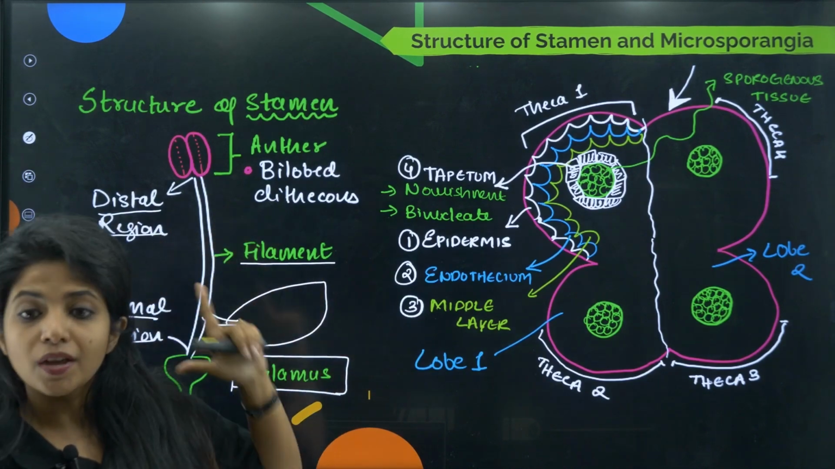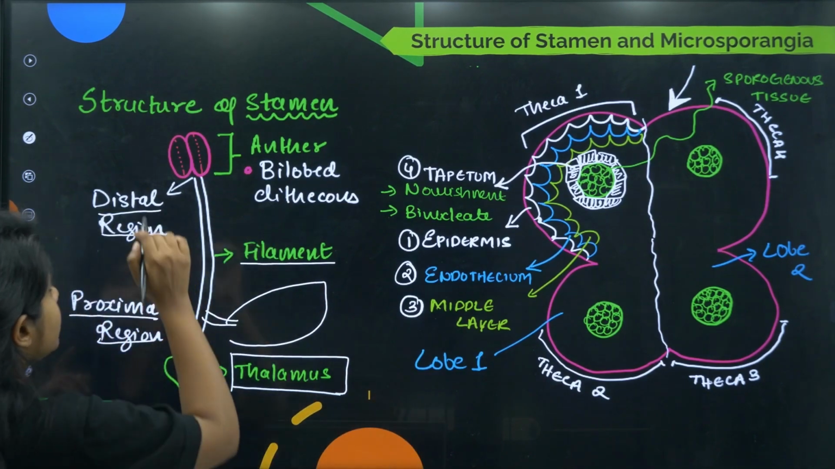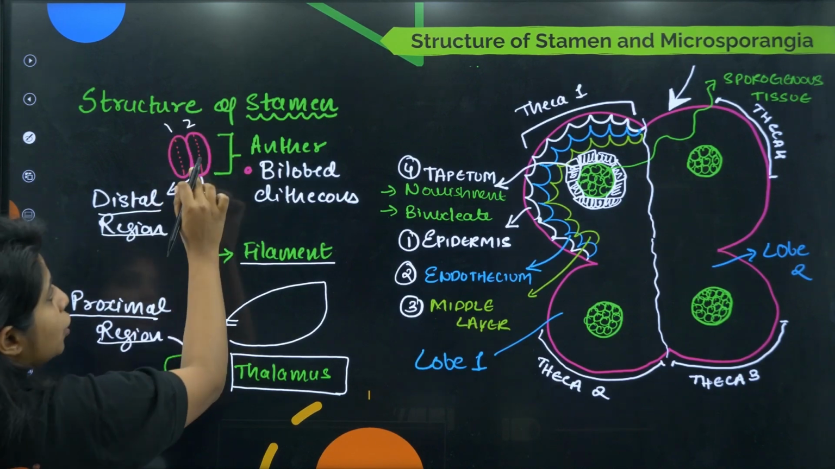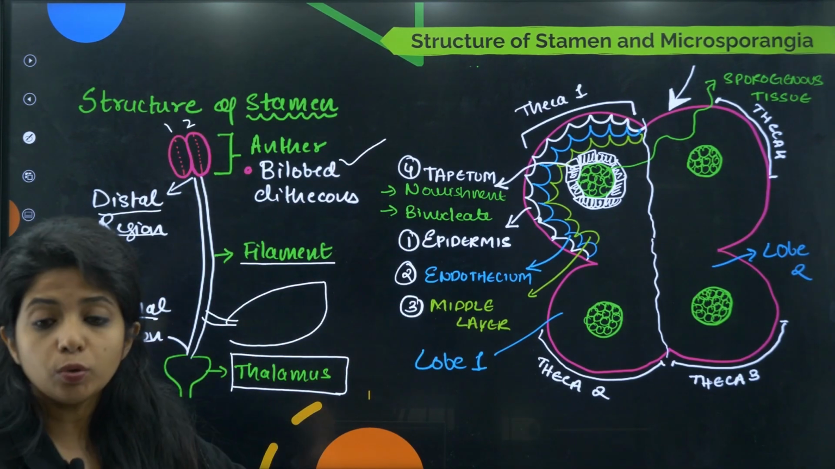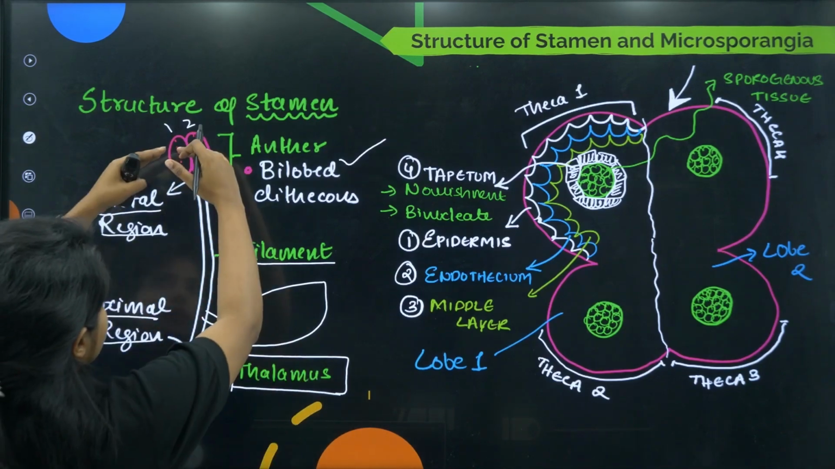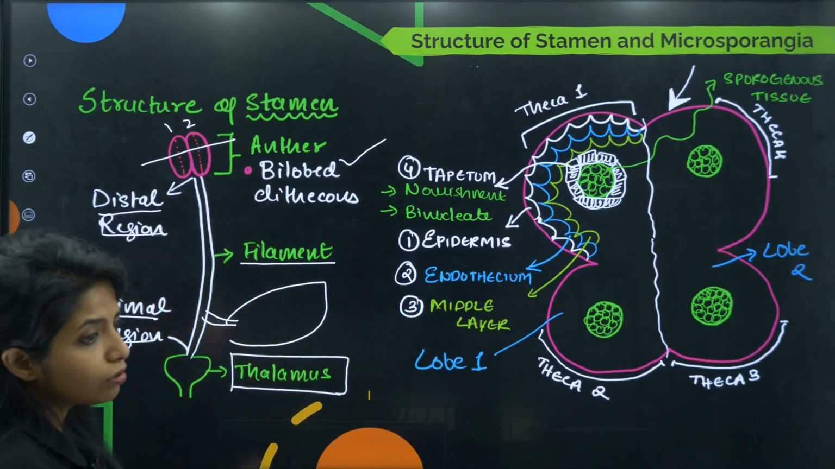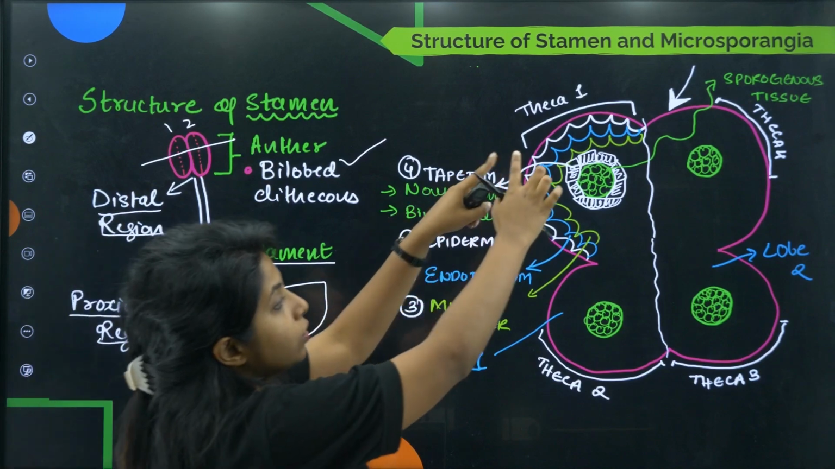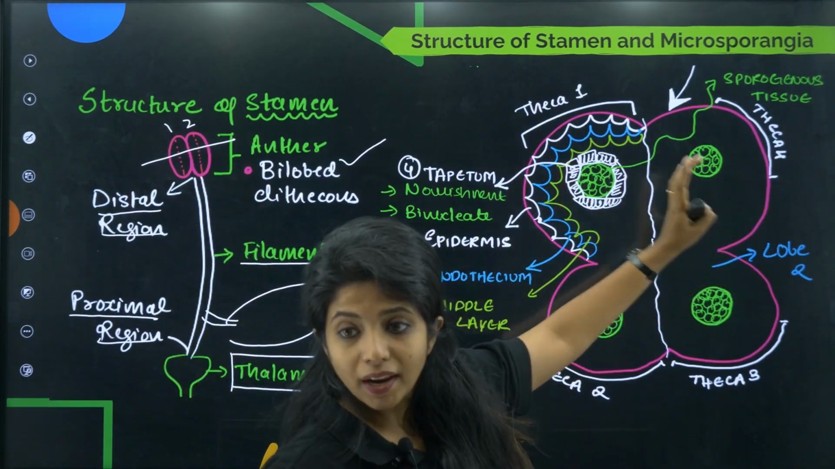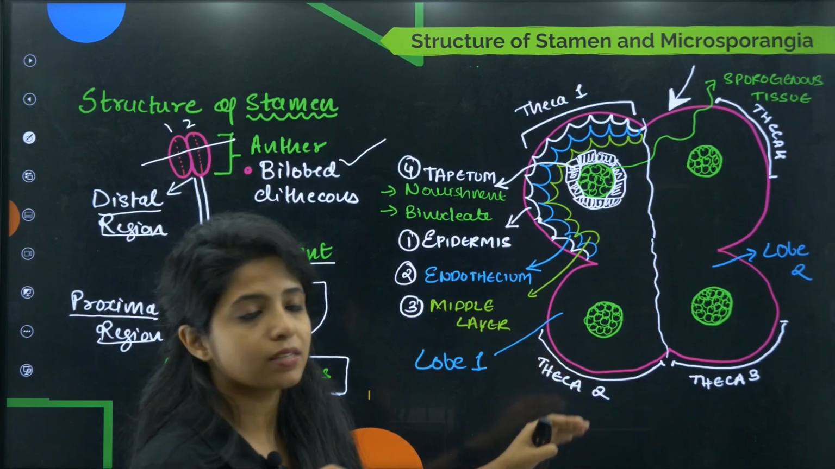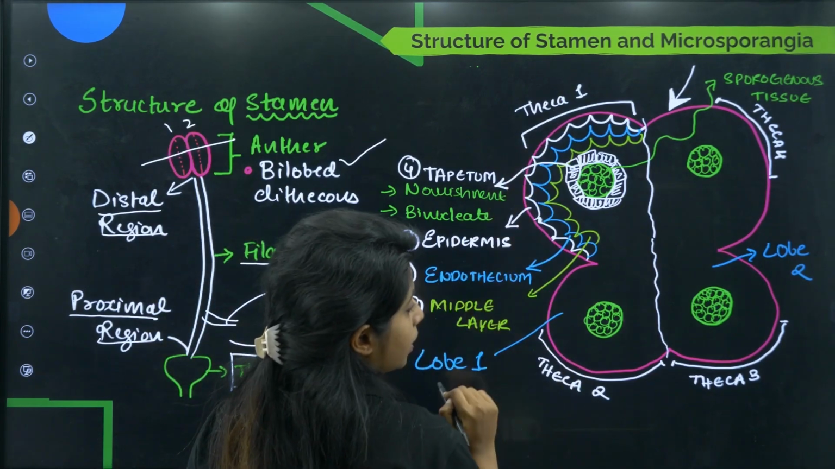It is the anther. If you talk about the anther, you can see it has two lobes, 1 and 2, which is why I call it bilobed. I also call it dithecous. Why? Because if I cut this anther like this and see it from above, this is one lobe and this is the second lobe, and each lobe has two thecae. This is one theca, this is the second theca.